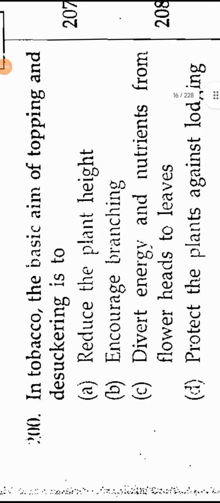Question number 200, last but not the least. In tobacco, the basic aim of topping and desuckering is to divert energy and nutrients from the flower heads to leaf.